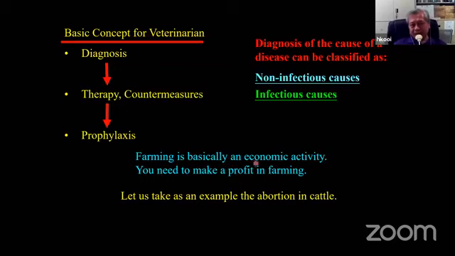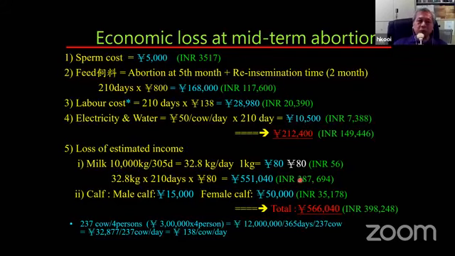And farming is basically an economic activity. You need to make a profit in farming. Okay, it's not a charity. It's an economic activity. So, in terms of a midterm abortion, for example, if your dairy cattle just aborted at 5 months post gestation, how much does it cost? I try to translate this into Indian rupees, INR.